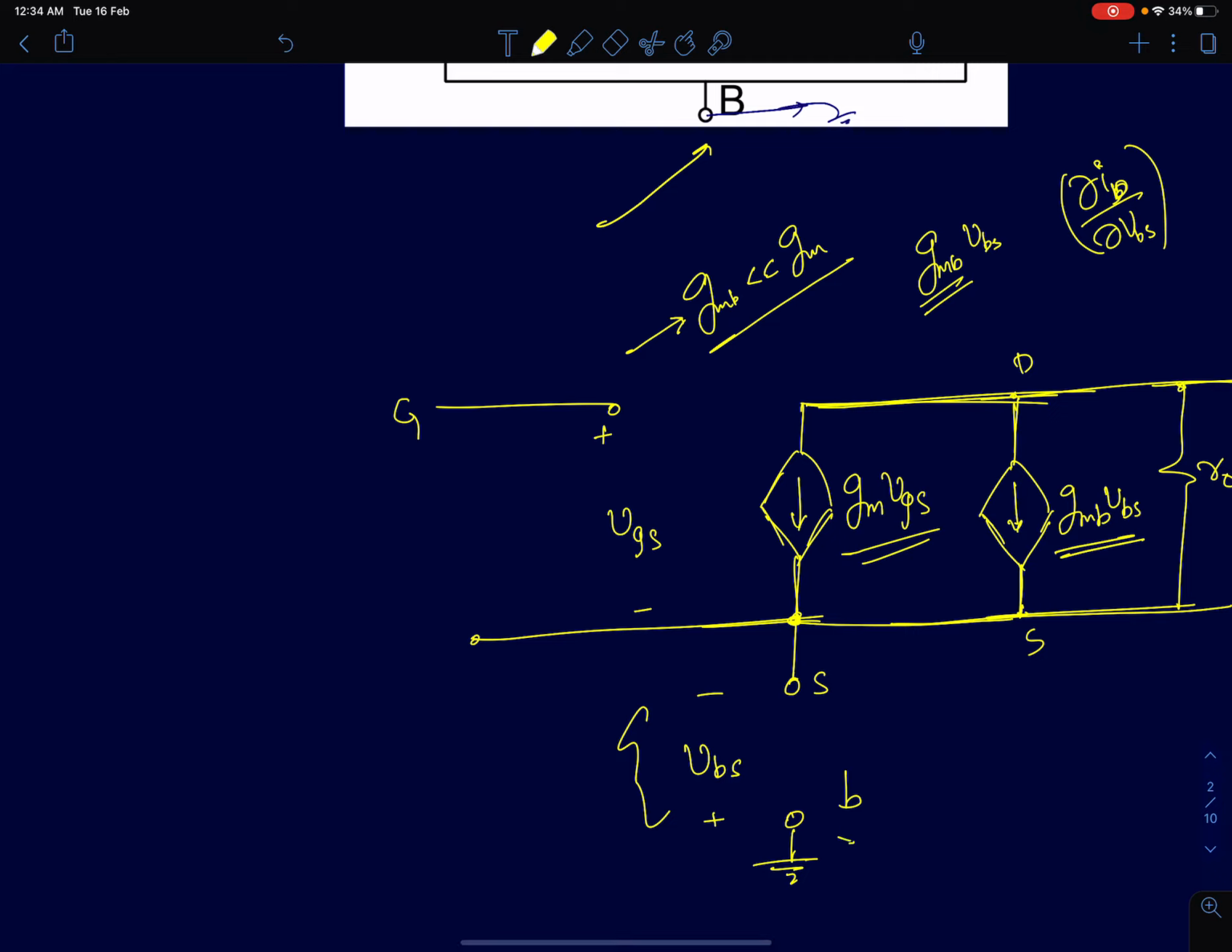Here I have shown another terminal, the bulk. I have assumed it to be at AC ground right now, because even though it's at the lowest potential, there is no AC signal present there. So vbs is the voltage between the bulk and source terminals. We model the drain to source current with a value given by gmb times vbs, where gmb is the transfer characteristic, or rather the change in the drain current with respect to the change in the bulk to source voltage.